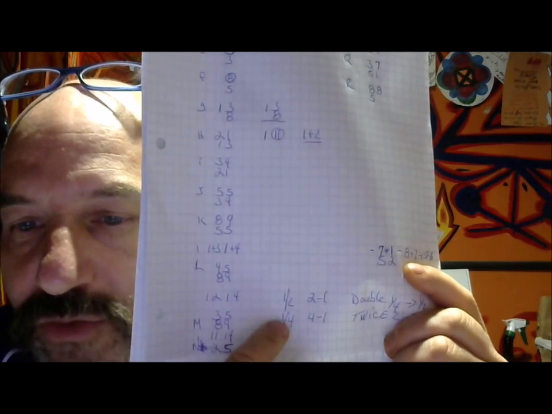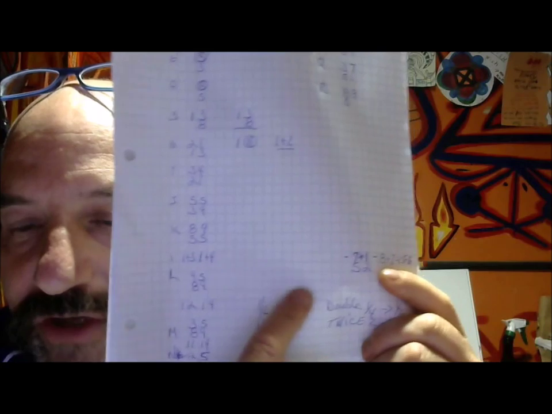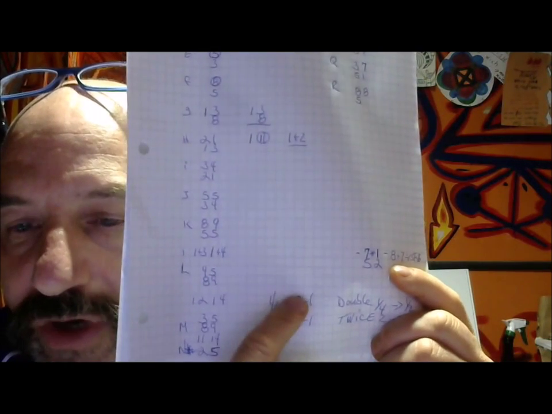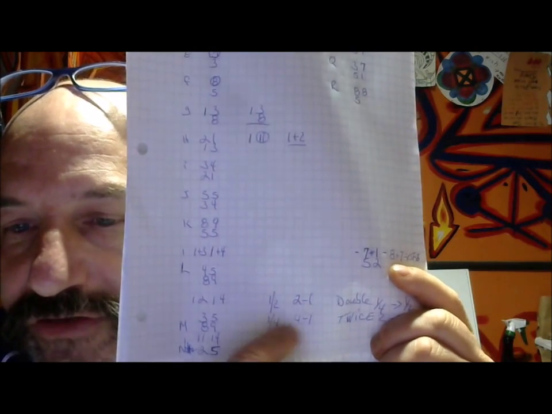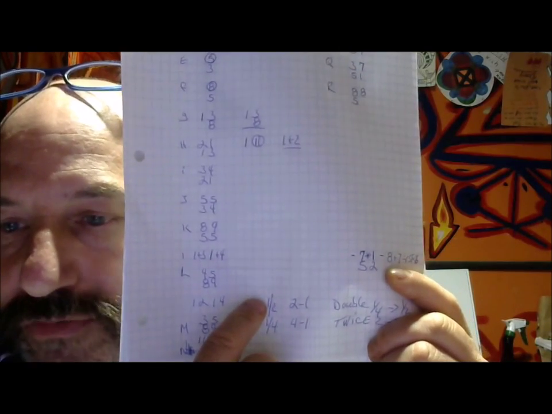How many quarters go into a half? 2. How many 2s go into 4? 2. See, when it's this way, 2 and 1 is half of what 4 to 1 is. But when it's the reverse, 2 to 1, 2 and 1 is double of what it is.